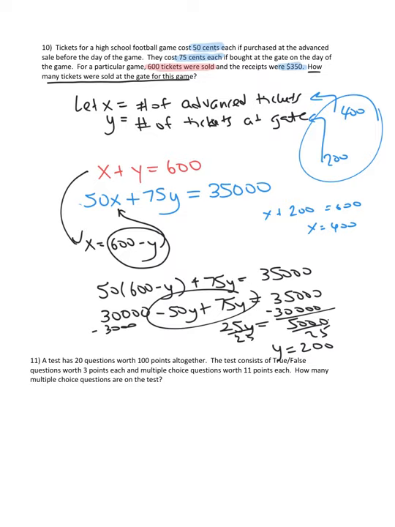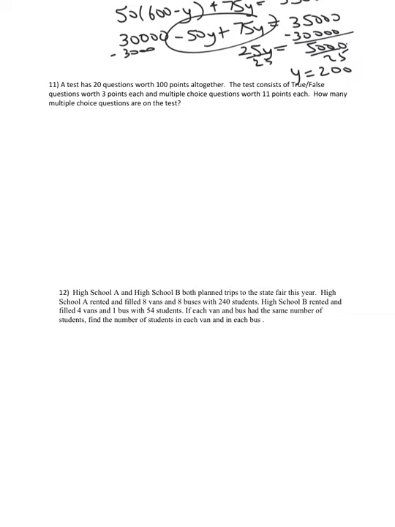Okay, looking at the next one. The test has 20 questions worth 100 points altogether. The test consists of true-false questions worth 3 points each, and multiple choice worth 11. Okay, so how many multiple choice questions are on the test? Well, even though the question only asks you for that, you also don't know how many true-false. So those are your two let statements. Let x equal the number of true-false, and let y equal the number of multiple choice.